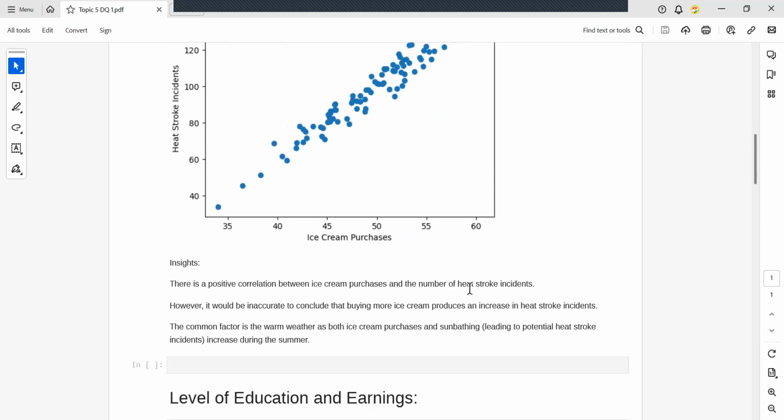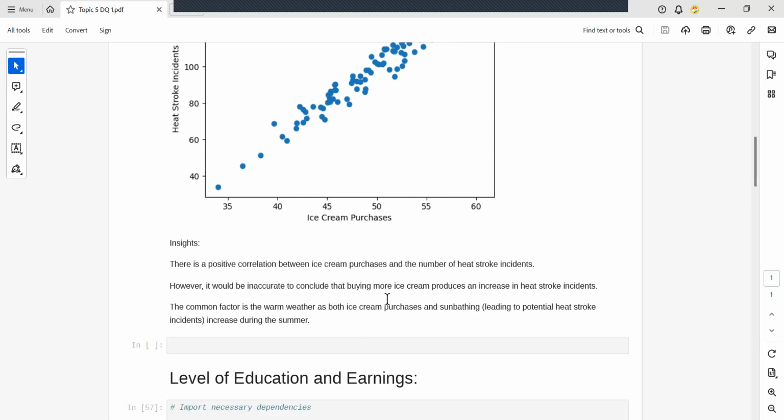However, even though it shows a correlation, we cannot conclude, or it is inaccurate to say, that buying more ice cream will produce more heat stroke incidents. There's a common factor, which is weather. Weather increases, and it shows that heat increases during summer.